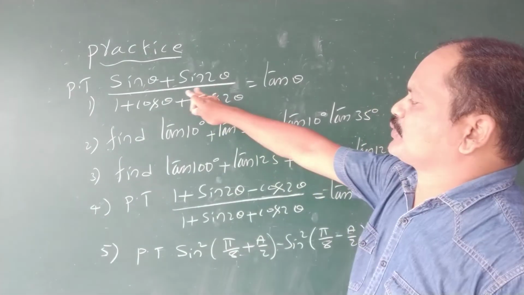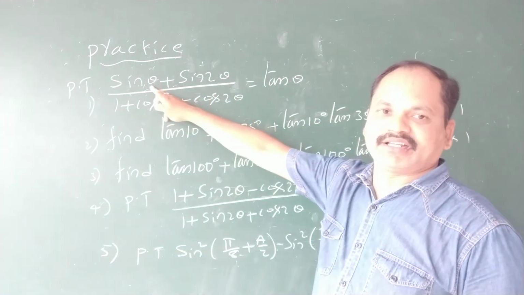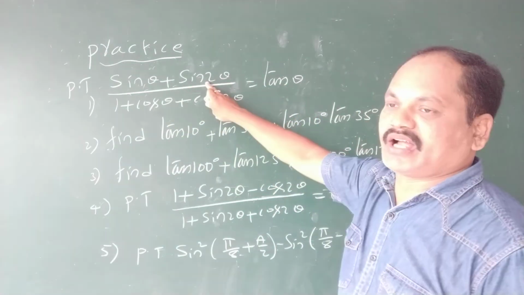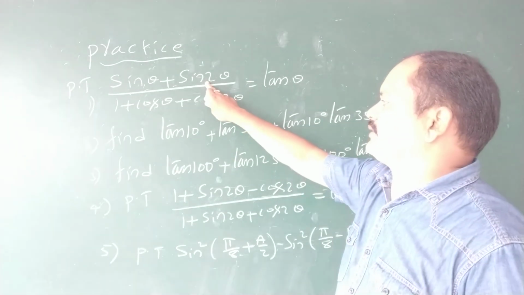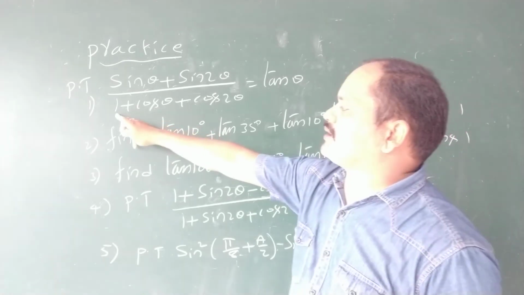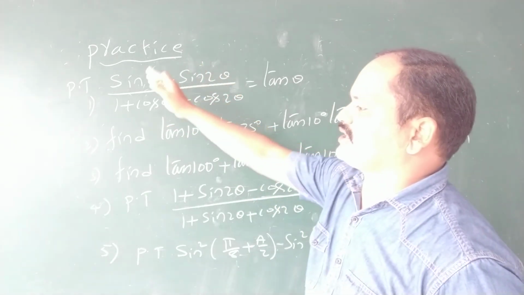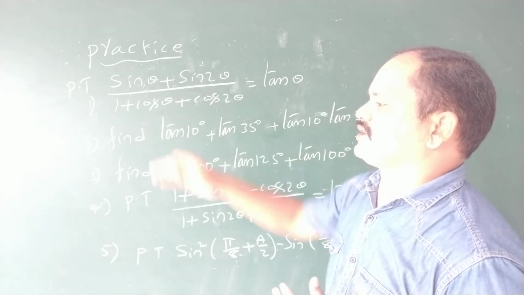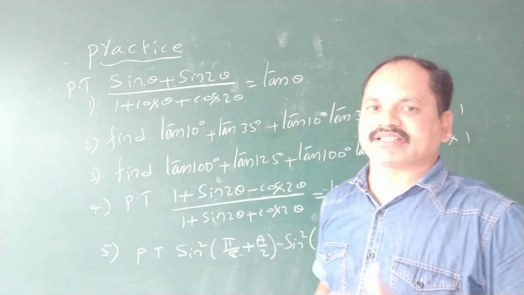So you can prove this question. I will give the hint for this one. Sine theta, now this can be written with the sine 2 theta formula, 2 sine theta cos theta. In the denominator, 1 plus cos theta is 2 cos square theta. That's why take common sine theta from the numerator and cos theta from the denominator, then the remaining gets cancelled. Sine theta by cos theta is tan theta.